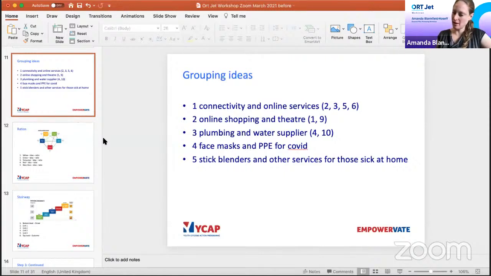Okay, and then between plumbing and connectivity. So 3 versus 1. Got 3, 1, 1, 3, 3. So that's 3 3s and 3 1s. We need a tiebreaker here. 3. Okay, plumbing beats connectivity.